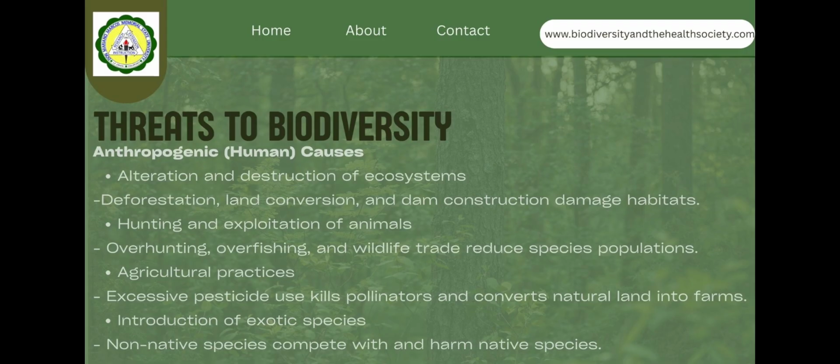Another factor is agricultural practices. The excessive use of pesticides can kill important organisms like pollinators, while converting natural land into farms destroys the natural habitats of different species. Lastly, the introduction of exotic species can also threaten biodiversity. Non-native species compete with native species for food and shelter, which can harm or even eliminate native organisms.